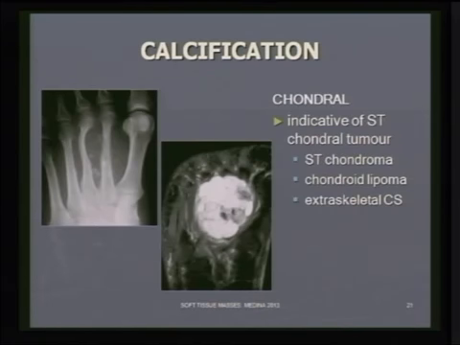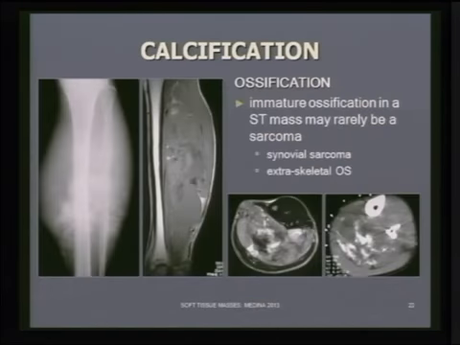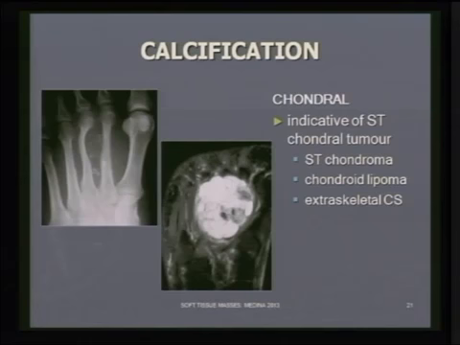Chondral type calcification, as I've mentioned, is indicative of a soft tissue chondral tumor. So when in the soft tissues, it's rare, but we think about soft tissue chondroma, chondroid lipoma, or most commonly an extraskeletal chondrosarcoma. And again, we see an example here. It's a slow-growing lesion which has caused a lot of pressure erosion of the metatarsals, and we see the classical chondral type calcifications within this soft tissue mass.